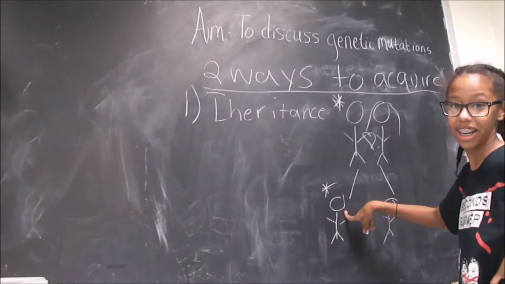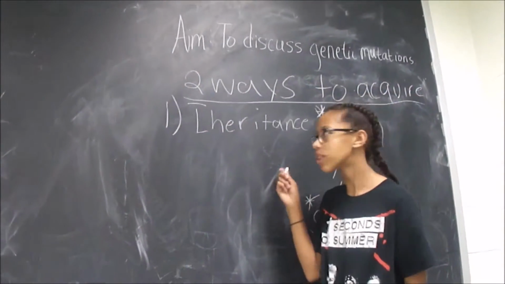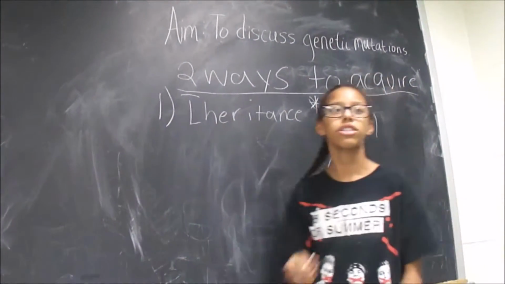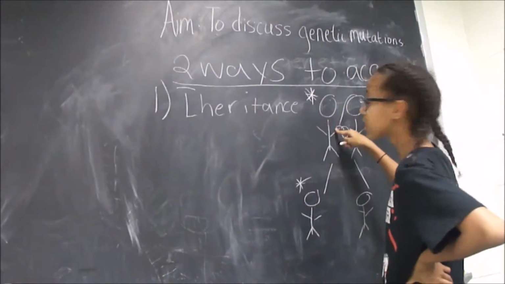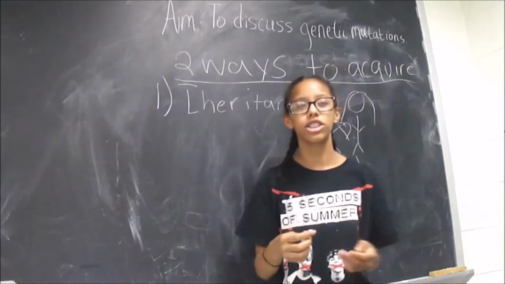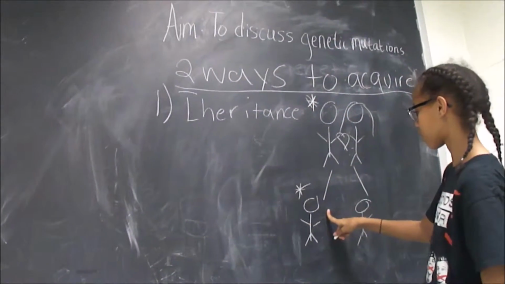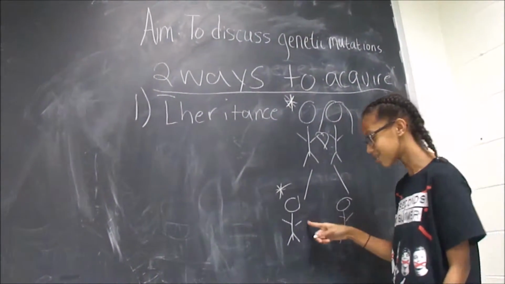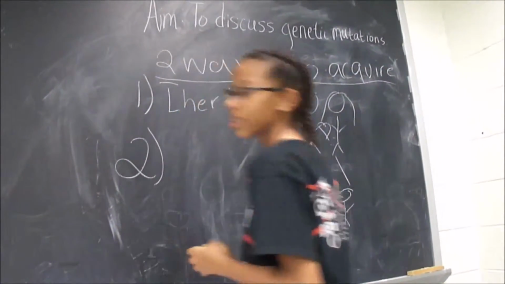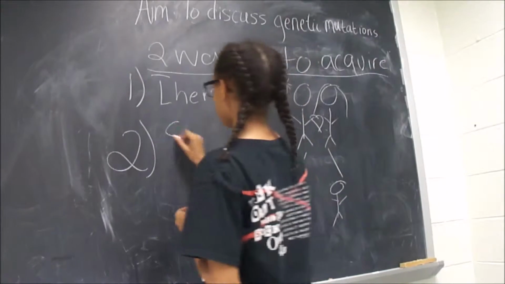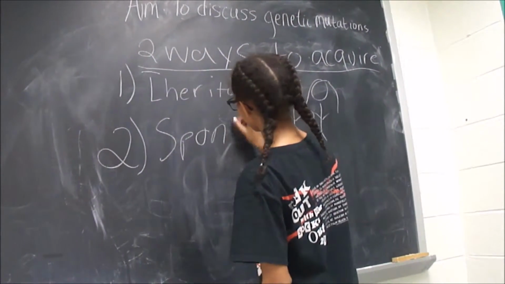This is the child that got it. Okay, kids, so you may be wondering, how does this happen? So, if the mutated DNA is found in the sex cells of one of the parents, in this case, the dad, there's a chance that the mutation will be passed down to the offspring, in this case, the little boy. So the other way that a mutation can occur is spontaneously.